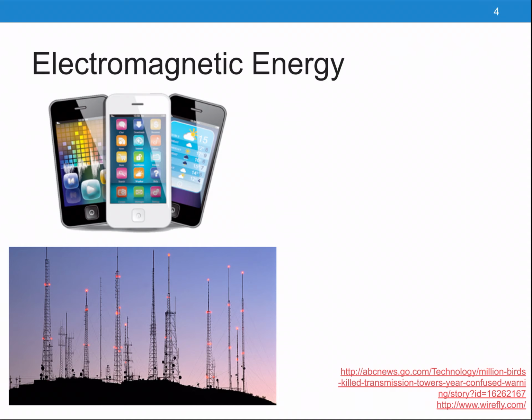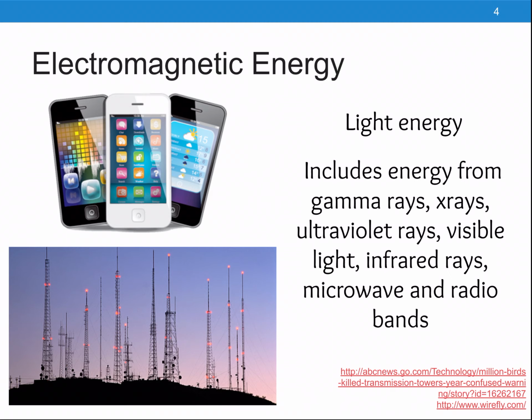Electromagnetic energy or radiant energy. This can be like your phones or these towers, any type of light energy, anything that you would see on the electromagnetic spectrum. Okay, so anything from visible light to non-visible light, all of the different rays: X-rays, infrared rays, ultraviolet rays, microwaves, radio waves, all of those are under electromagnetic or can also be considered radiant energy.